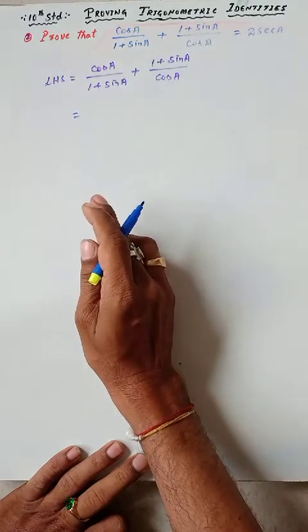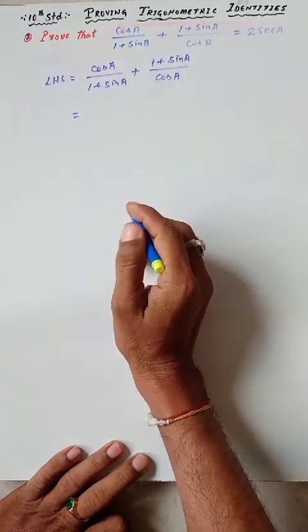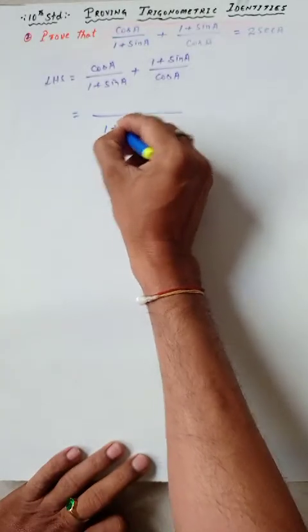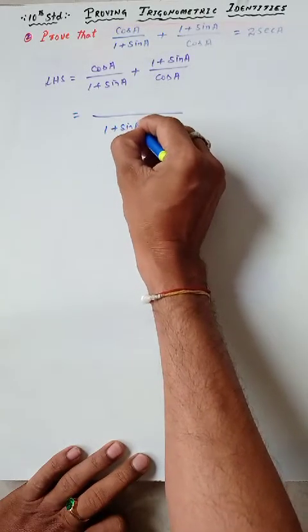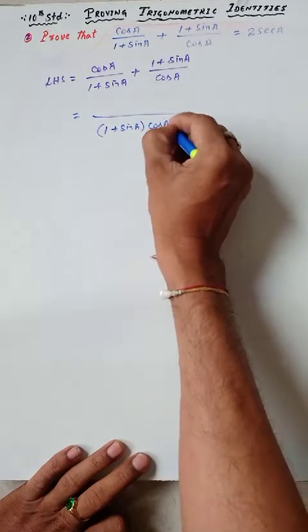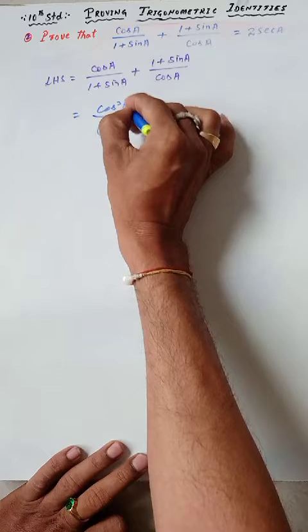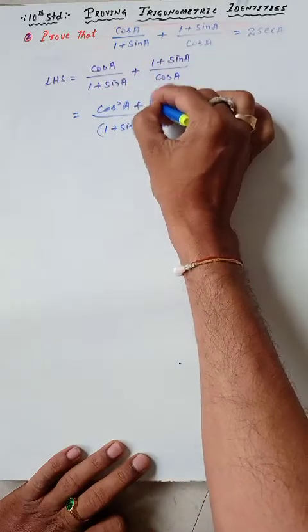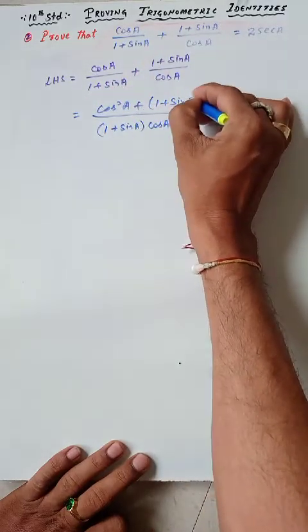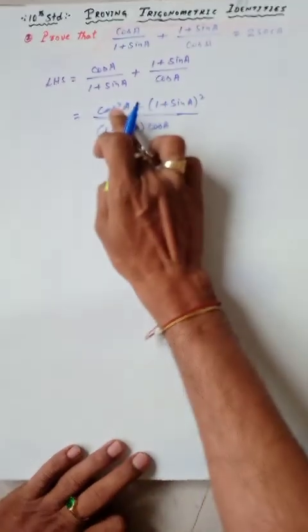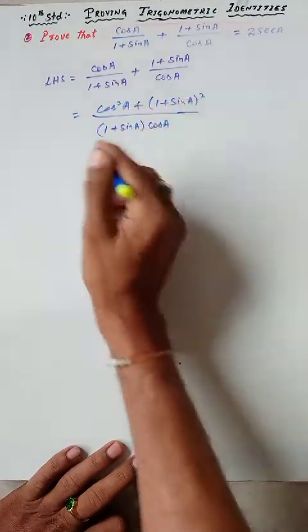Take the LCM of this one, it is enough. LCM means it is the product of the denominators, that is 1 plus sin A into cos A. So here in the numerator cos A into cos A is cos squared A, plus 1 plus sin A into 1 plus sin A, that is 1 plus sin A whole square. Okay. Now you see here, this is cos squared A plus 1 plus sin A whole square.